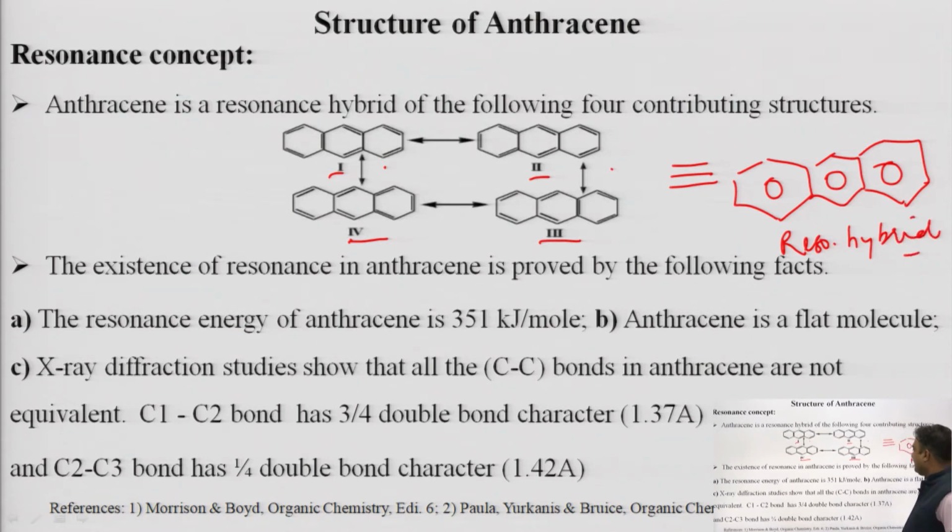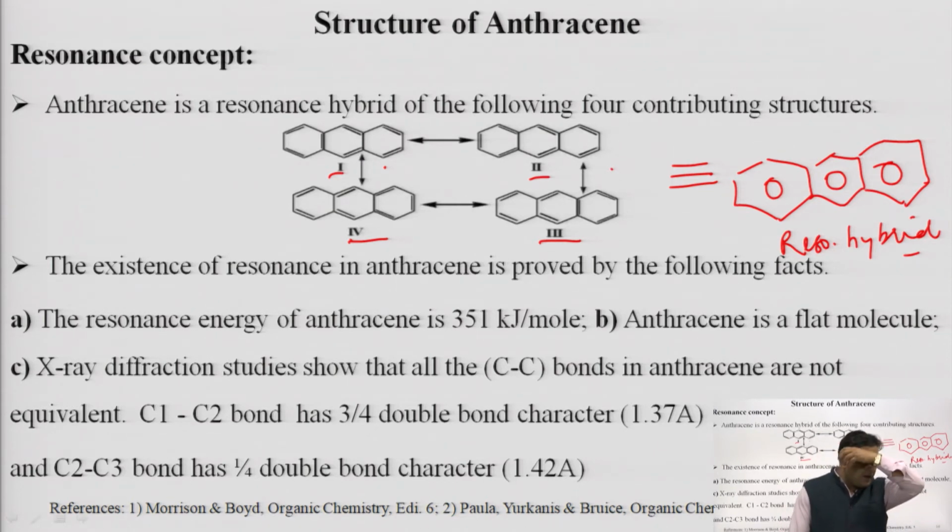So the existence of resonance in anthracene is proved by certain facts. Like the resonance energy of anthracene is 351 kilojoules per mole, which is very high. It again proves that it is a very stable compound because it has a very large amount of resonance energy. Anthracene is a flat molecule because, as I have already told you, there are 14 carbons, and all 14 carbons are sp2 hybridized.